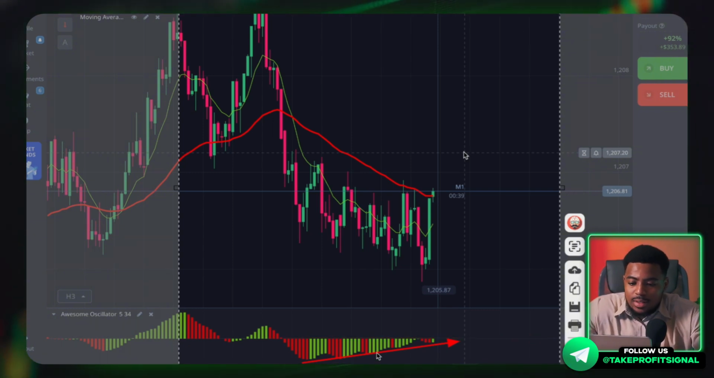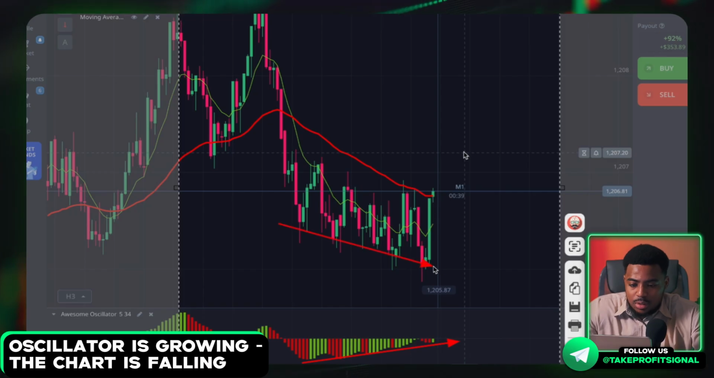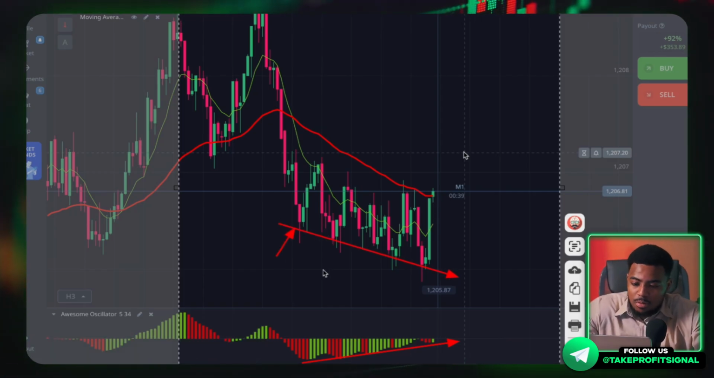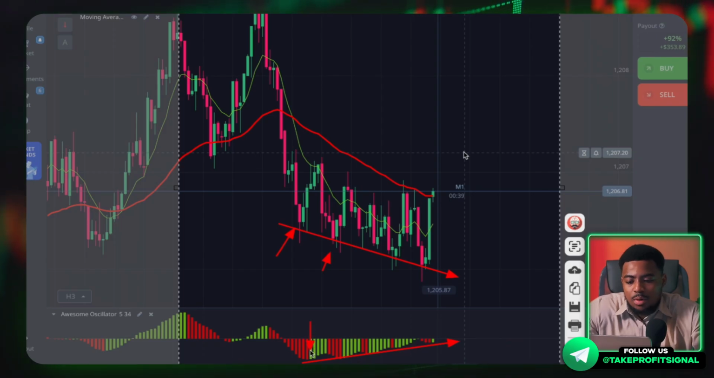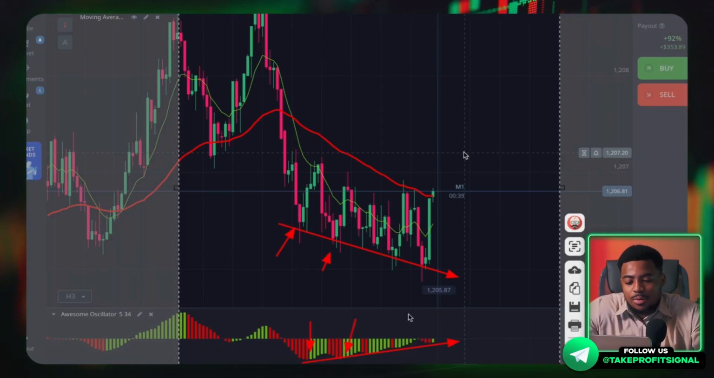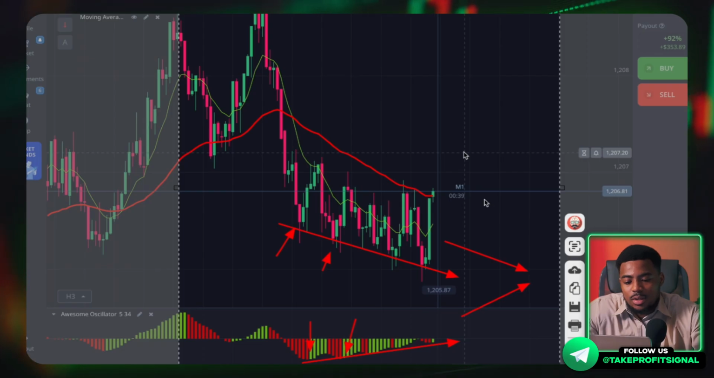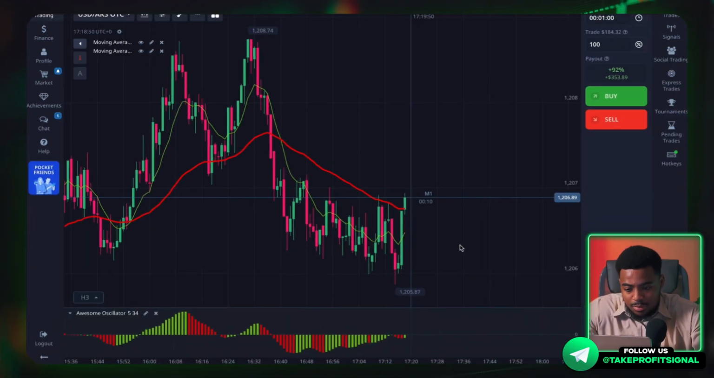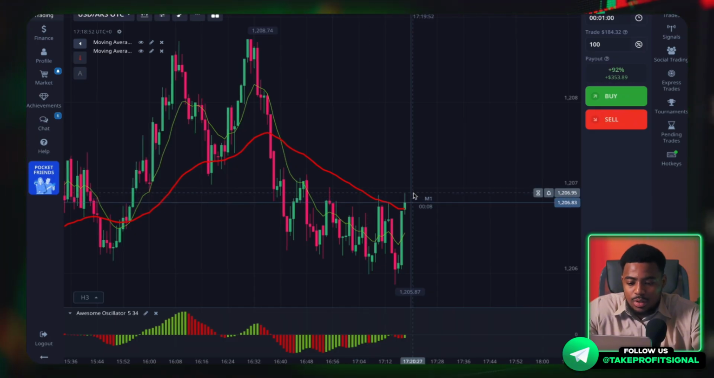So we see that the oscillator is growing, but the chart is falling. That is, we pay attention to the minimum value of the chart and the minimum value of the oscillator and realize that the oscillator is growing while the chart is falling. This means that very close we have a reversal point here.